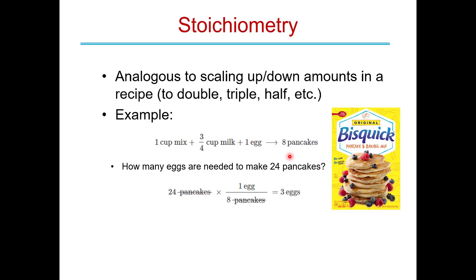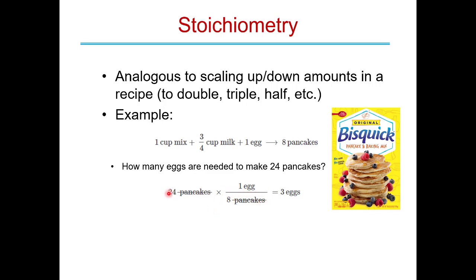Let's say we had a bigger crowd coming, or we were just really hungry and we wanted to make 24 pancakes. How many eggs would we need? We can use the stoichiometry, the relationship set up in this equation, to tell us that. We're going to set it up as though it were a conversion problem. 24 pancakes is what we have, and we can use the conversion factor set up in the stoichiometry that says for every 1 egg, we can make 8 pancakes. So 1 egg for every 8 pancakes.